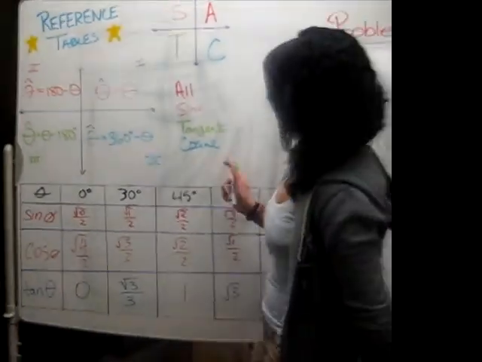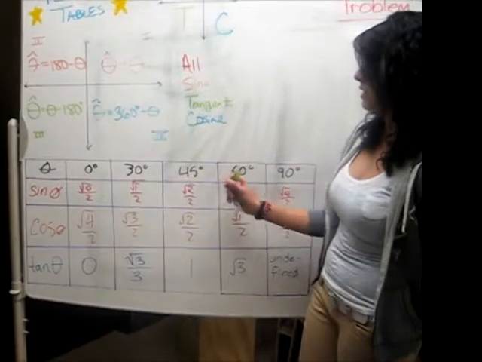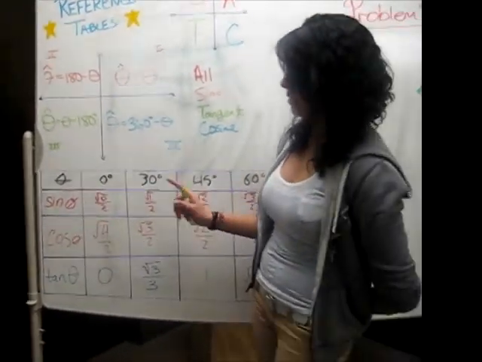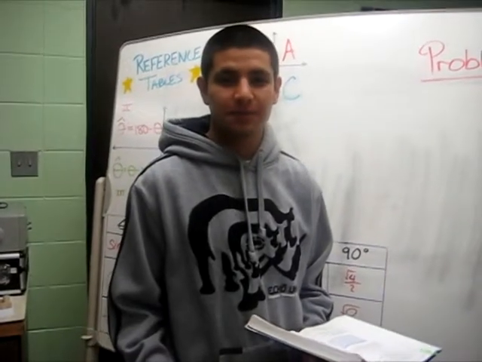On our last table, this shows the exact values for each function for 0 degrees, 30 degrees, 45 degrees, 60 degrees, and 90 degrees. All for sine, cosine, and tangent. So everyone up to speed?